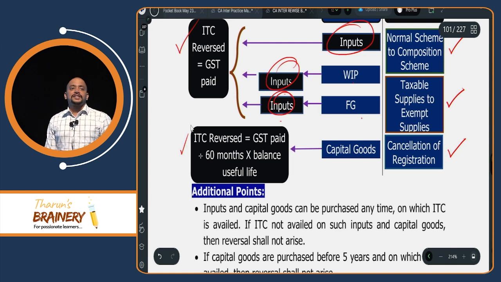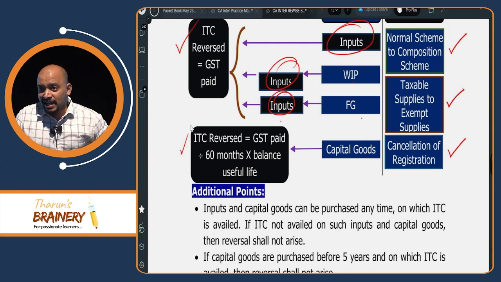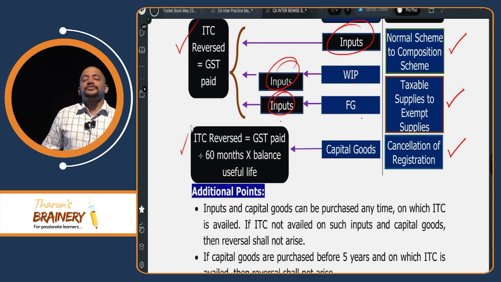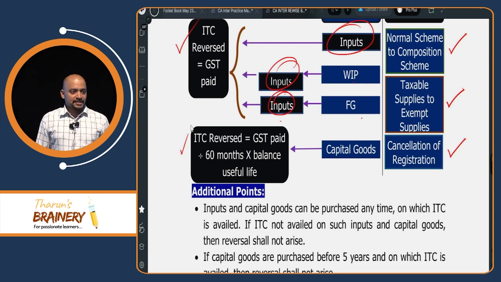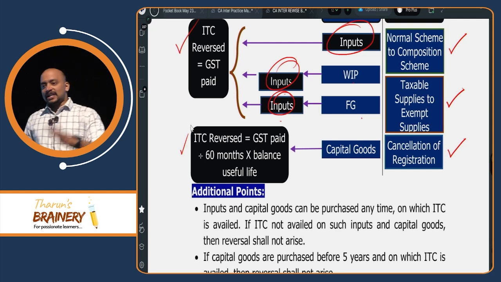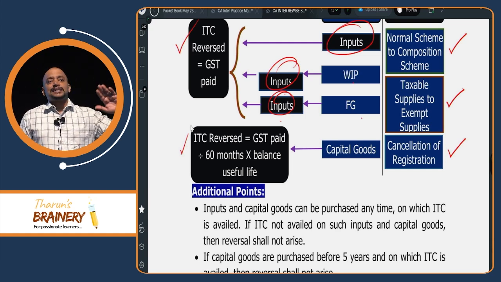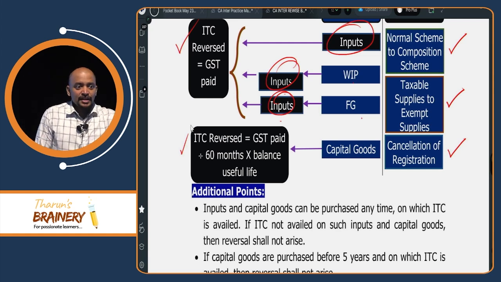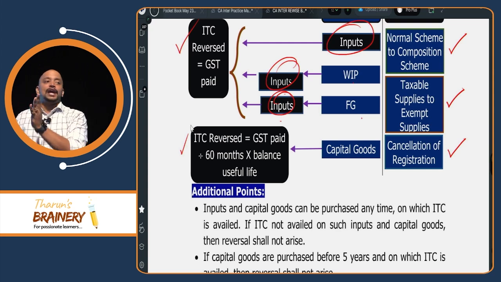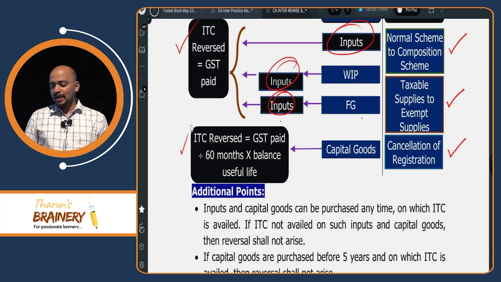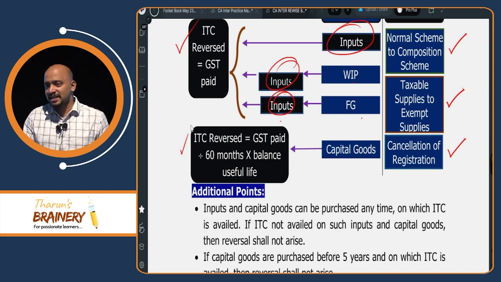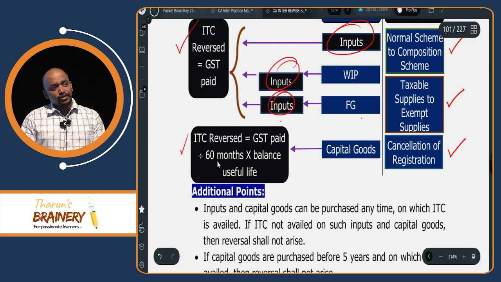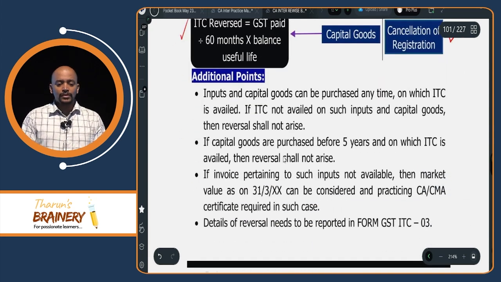But how much ITC I will reverse on capital goods? Total ITC divided by 60 months. Means the life of the capital goods is considered as 60 months, 5 years. And into balance life. For example, I purchased it 4 years before. Now, how much ITC I need to reverse? Total ITC divided by 60 months into 4 years I use. What is the balance life? 1 year. 1 year means 12 months. So into 12 I need to reverse. Is it clear? Means I am not using the capital goods for full 5 years now. What if the capital goods is used for full 5 years? Should we reverse anything? No.